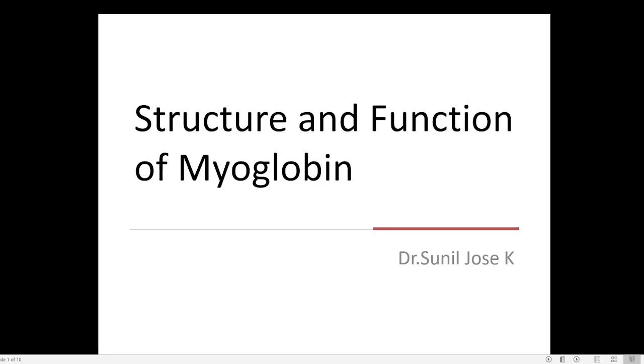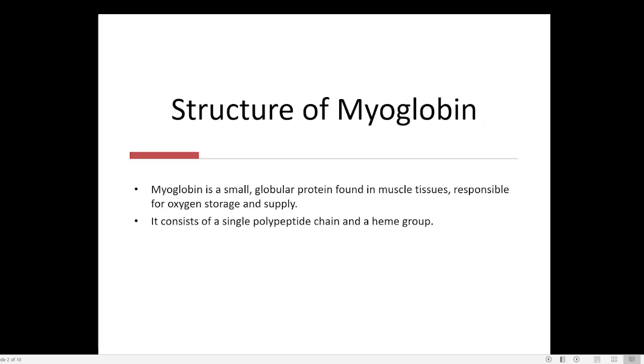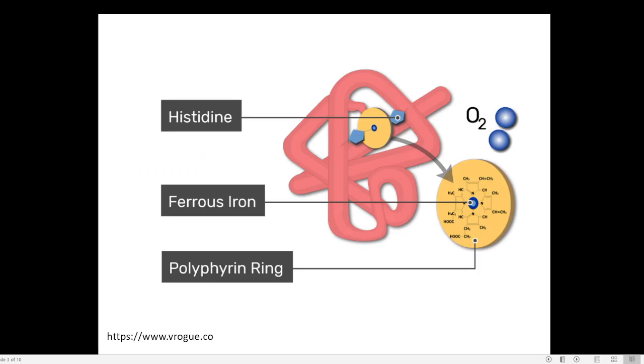So regarding the myoglobin, we have to study about its structure and also about its function. Mainly, myoglobin is a pigment found in muscle tissue, and its main function is storage of oxygen. So it is acting as a reservoir of oxygen. The difference from hemoglobin is that only one polypeptide chain is there, whereas hemoglobin has four polypeptide chains, and there will be a central heme group. So this is how the structure of a myoglobin is there.